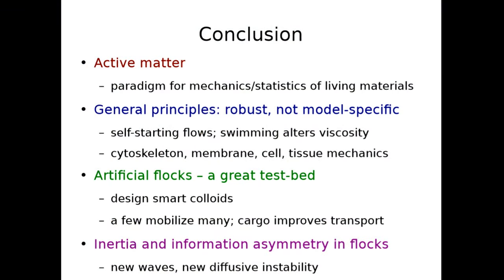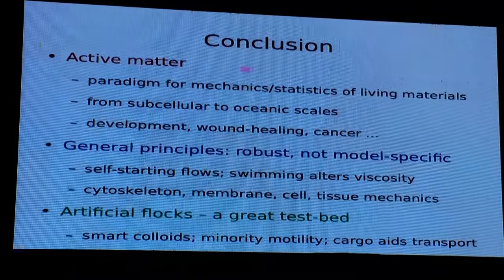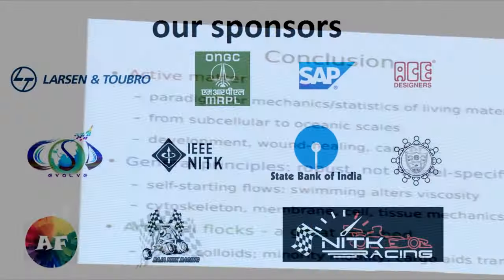I hope I've convinced you that we have in this active matter viewpoint a paradigm for understanding the mechanical and statistical properties of living materials over a huge range of scales, with implications for very serious and very practical issues. It's important to get the general principles right and make robust, not model-specific predictions first, because if you can get those right, then other things will follow. And some of those are clearly starting to turn out right. And we've been having a lot of fun studying artificial flocks. With that, I close. Thank you.